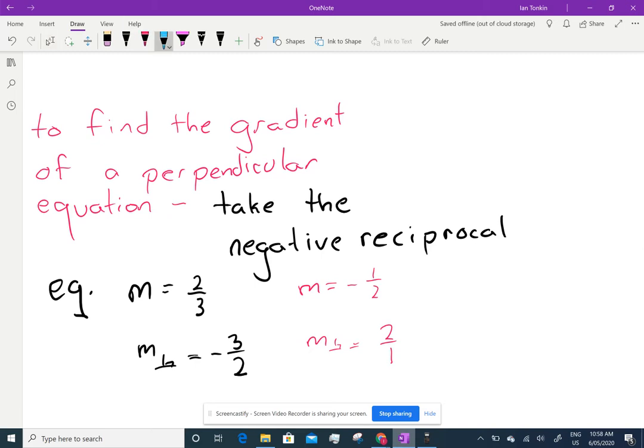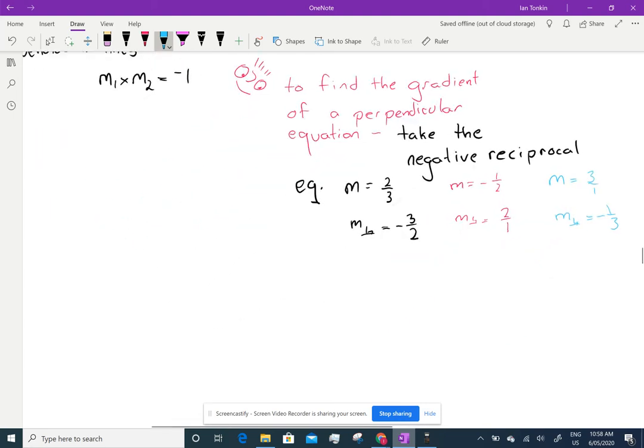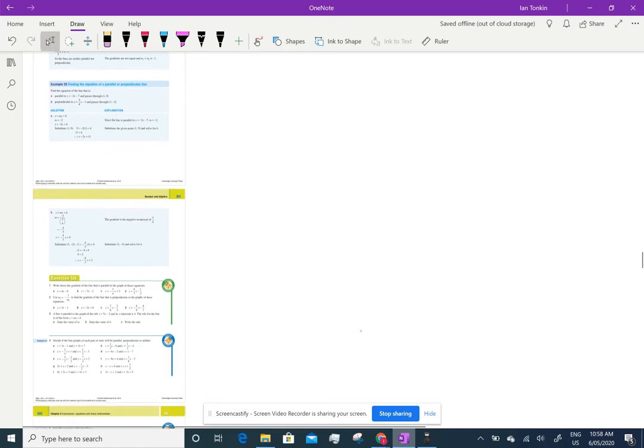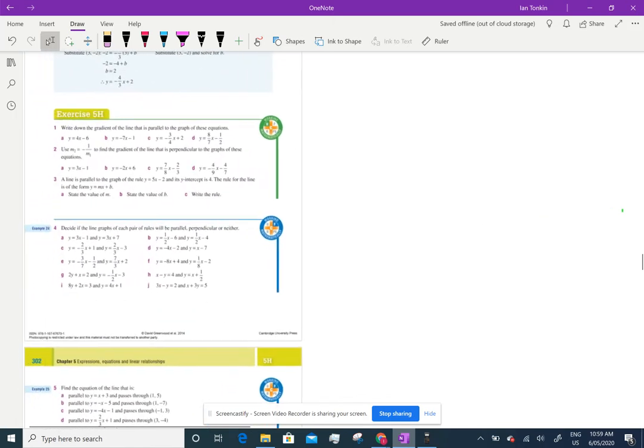A third example might be one that is m equals 3. Well, the negative reciprocal of that, remember that's 3/1, so it's a third, and you've got to change the sign. Anyway, you'll get good at those because we're going to go and do a couple now. So exercise 5H, you have to do questions 1, 2, 5, and 6.